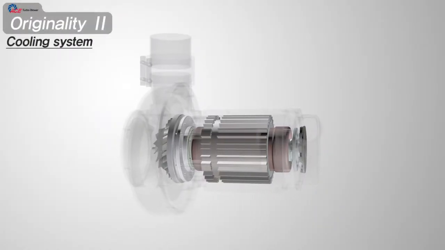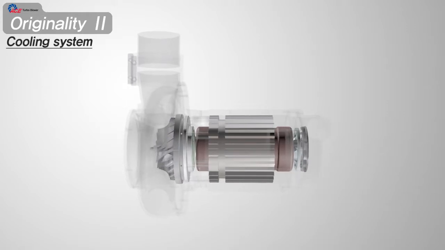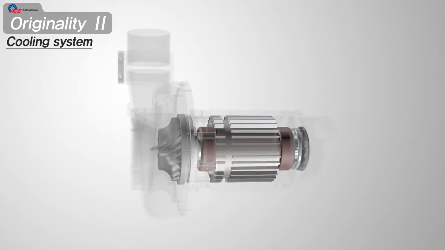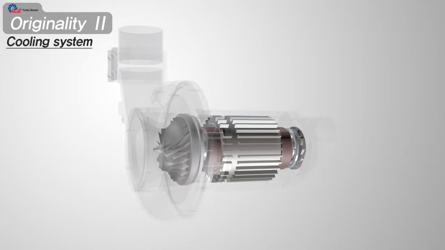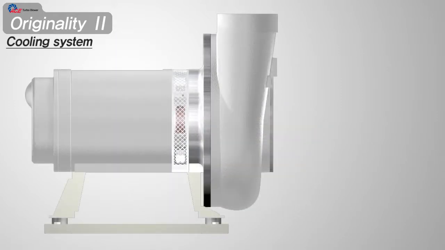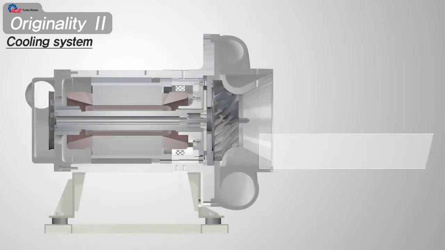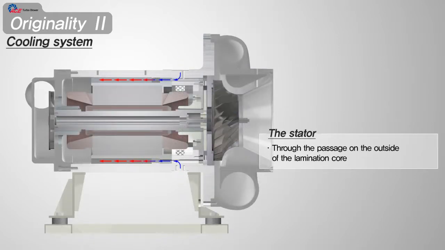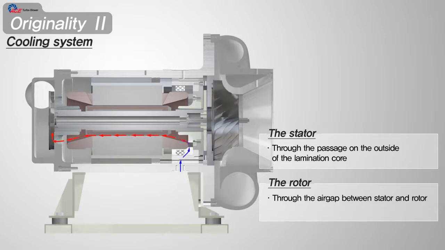The motor cooling system is the most important in the turbo blower because the high-speed motor has a small radiating surface for its heat source. Ace turbo blower cools the stator and the rotor separately. The stator has a passage of cooling air on the outside of the lamination core, and the cooling fan discharges the cooling air to the outside of the product. The rotor induces the cooling air through the air gap between stator and rotor using a cooling fan.